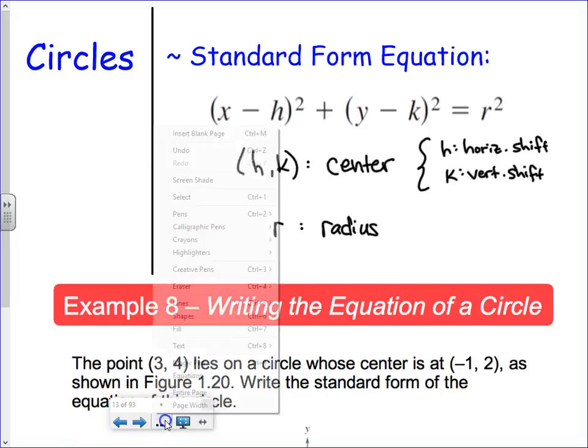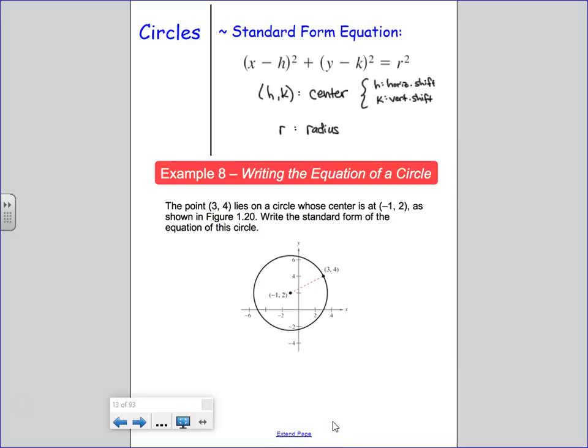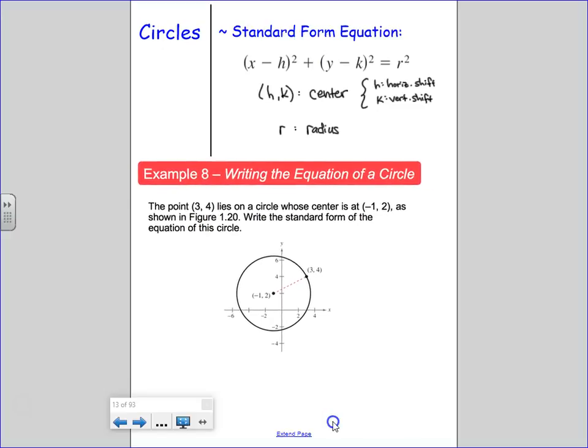Now, what is unique about this example? It says, find the equation of the circle. All right, cool. It doesn't give me a radius. What does it give me? 2 points. And 1 point is the center. So I can plug in HK right away, right? x minus, what's the x coordinate of the center? -1. So x minus -1 will be x plus 1, right? The y coordinate of the center is 2.